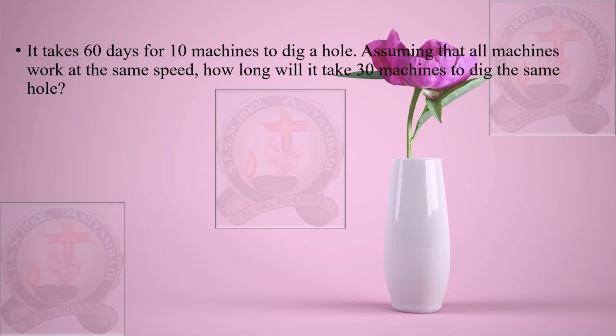Children, the next question is: if it takes 60 days for 10 machines to dig a hole, assuming that all machines work at the same speed, how long will it take for 30 machines to dig the same hole? Now let us understand this question in this way. First we'll find the quantities here. The two quantities are 60 days and 10 machines. Now for how many days will it take for 30 machines? That is the question. The machines are increased from 10 to 30, therefore days will definitely decrease, because it will finish in fewer days.